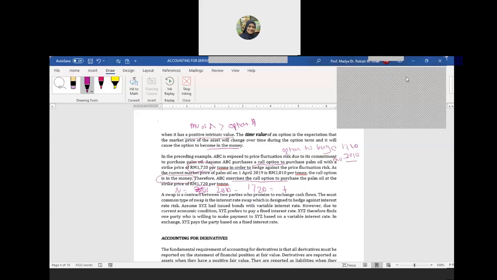Up to this point, any questions that you have here? Any of you have any questions before we proceed to the hedging here, please? So you understand this one? Okay, so far okay. Okay, we're going to proceed with the hedging.